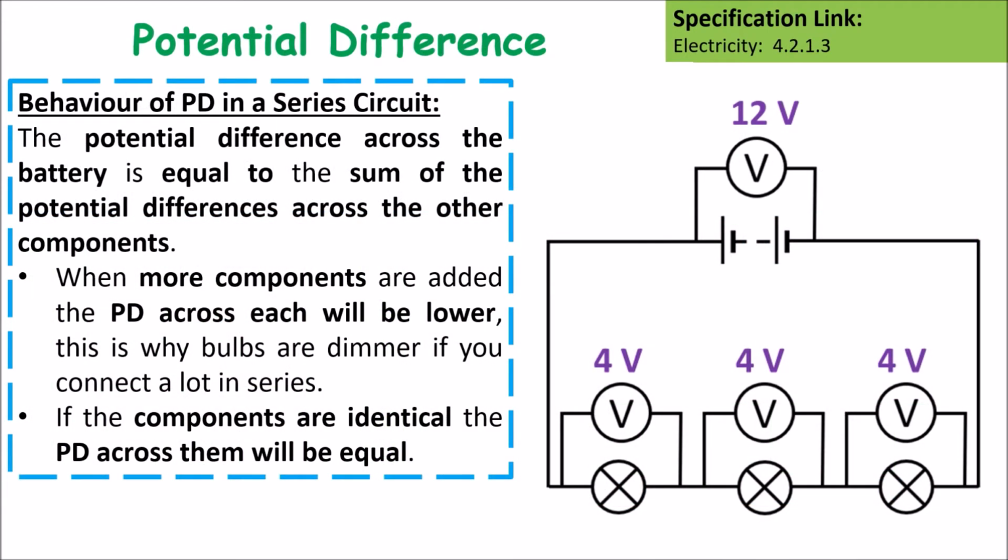So in a series circuit, the potential difference across the battery is equal to the sum of the potential differences across all the other components. So when more components are added, the potential difference across each will be lower. So this is why bulbs are dimmer when they are connected in series. If the components are identical, the potential difference across them will also be identical.